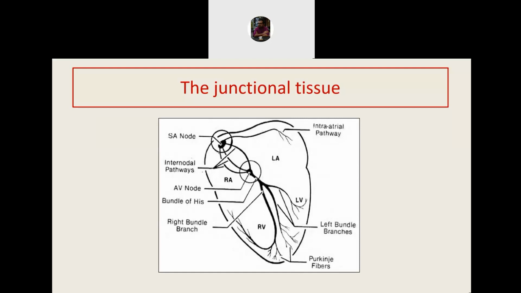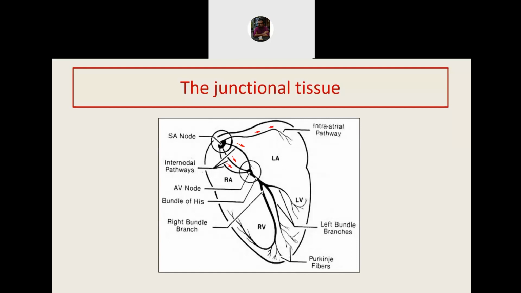Now, under normal circumstances, the pacemaker of the heart is the sinoatrial node. Once the impulse generates at the sinoatrial node, current flows through the three internodal tracts to the AV node. Simultaneously, current also flows through a branch of the anterior internodal tract, which is also known as the intra-atrial pathway, so that the left atrium and the right atrium simultaneously contract.